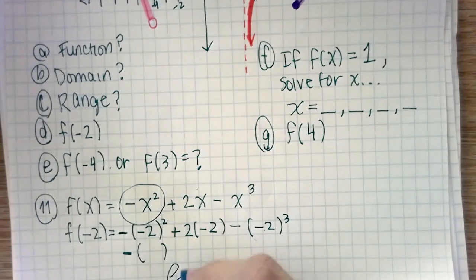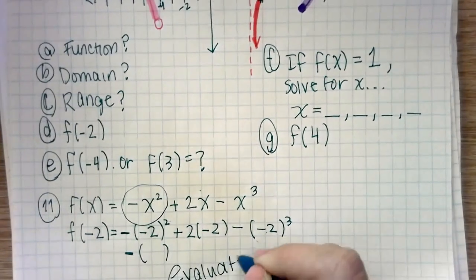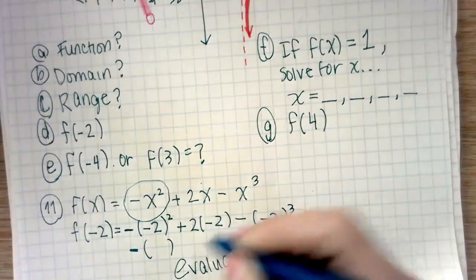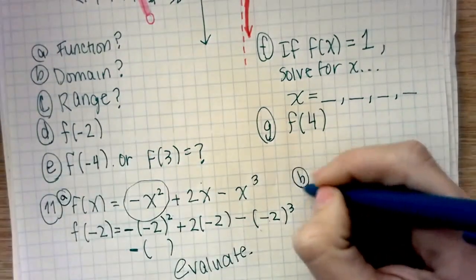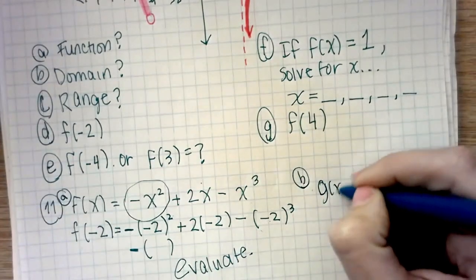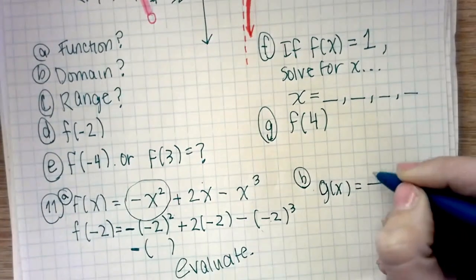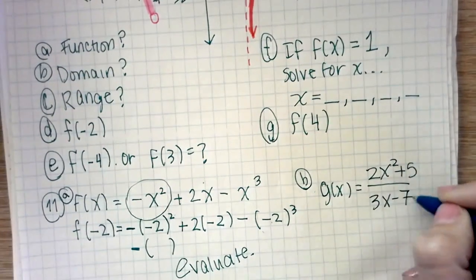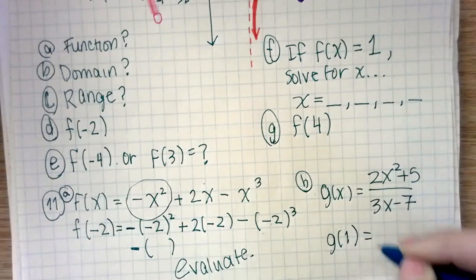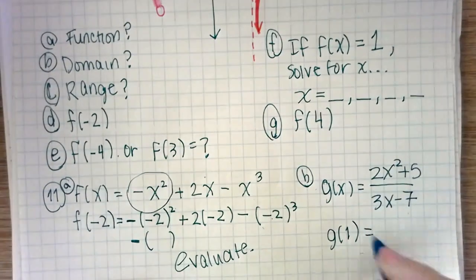I'm going to ask you to evaluate. I might even ask you to evaluate 2 different functions or a couple different ways. I might say to evaluate something like g of x equals, and I might give you a fraction like 2x squared plus 5 over 3x minus 7. Find the g of 1. If you get an answer, you have to reduce your answer at the end, okay?